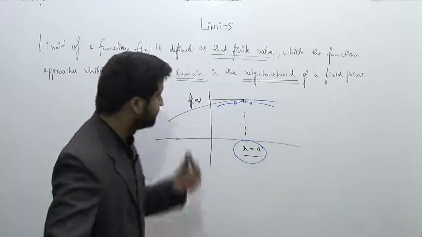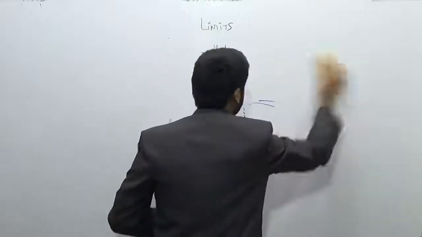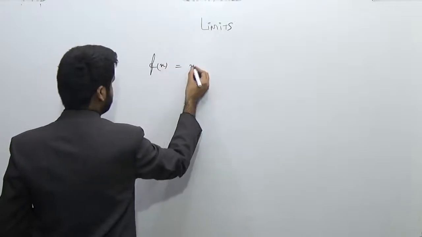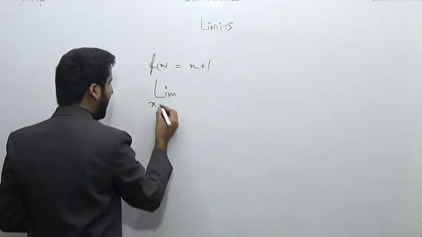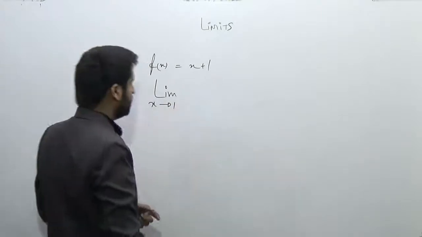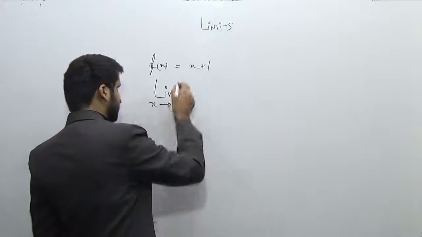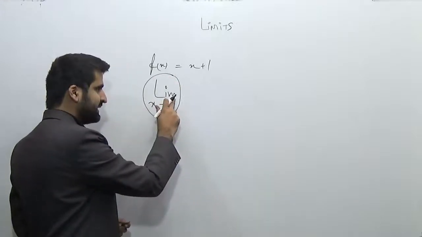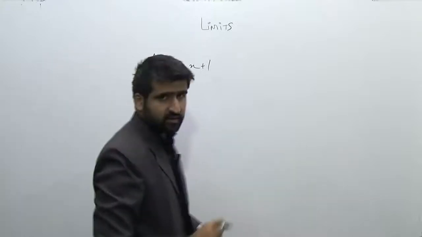Now let's take an example. Let's say a function is f(x) = x + 1. I want to calculate the limit of this function at x = 1. As x approaches 1, I want to find the limit of this function. Now the symbolic representation of limit is like this. I write lim and in the subscript I write x approaches 1.